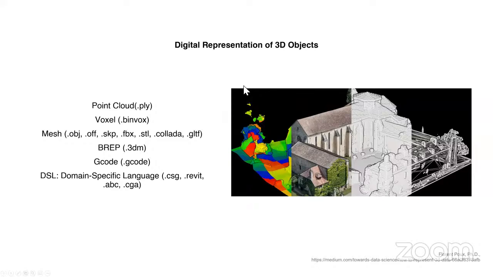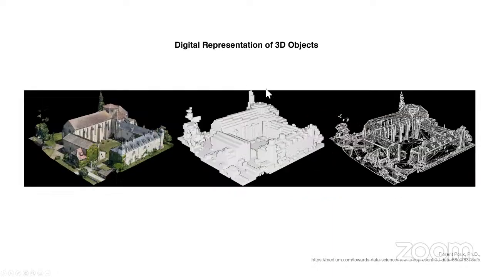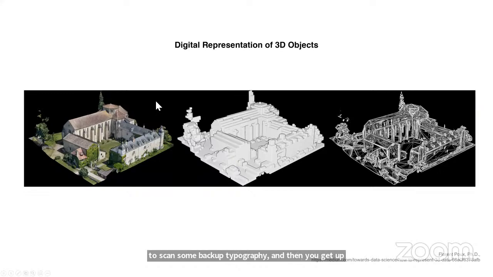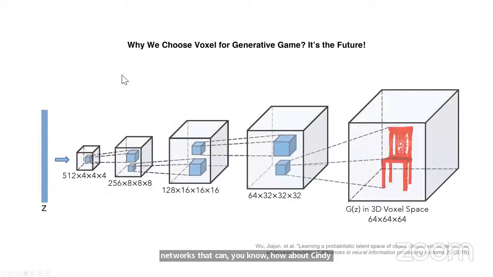So basically, you can use a drone to scan some topographies, and then you get a point cloud file, which is basically composed of various points in space. So yeah, you can see we have different digital representations of the 3D object that we can use. But which one is probably the best for training a neural network that can help us synthesize some 3D shapes? Yeah, I think the best answer is the voxel.